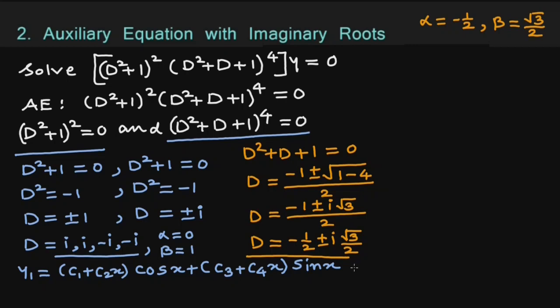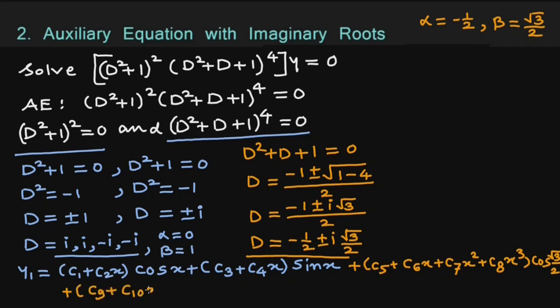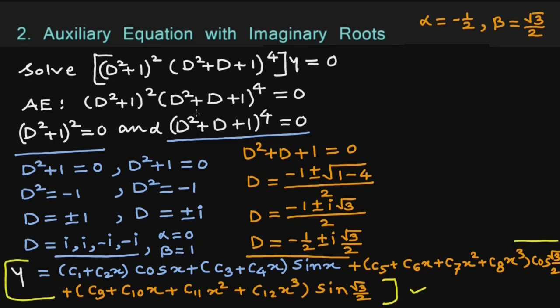So the second part of the solution is (c5 plus c6x plus c7x square plus c8x cube) cos root 3 upon 2 x plus (c9 plus c10x plus c11x square plus c12x cube) sin root 3 upon 2 x. So the final solution y is this whole part. Since the degree of the auxiliary equation is 12, there are 12 arbitrary constants, c1 to c12.